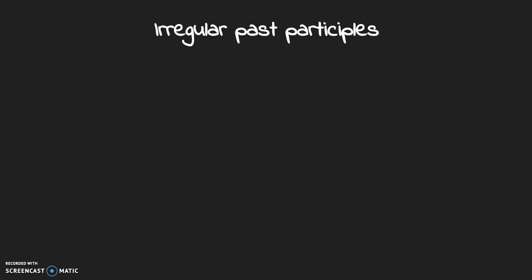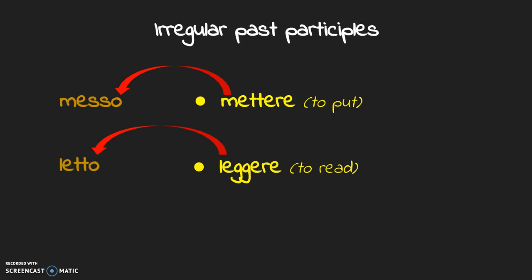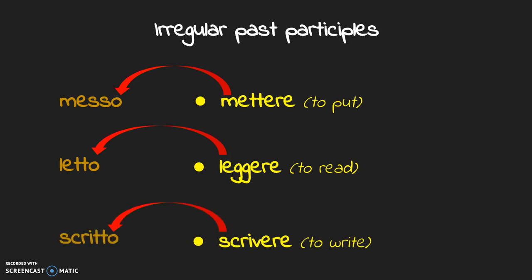As you know, while most verbs follow these patterns, there are always some exceptions, some irregular verbs. Here are some of the most common irregular past participles. Mettere, to put, becomes messo. Leggere, to read, becomes letto. Scrivere, to write, scritto in the past.